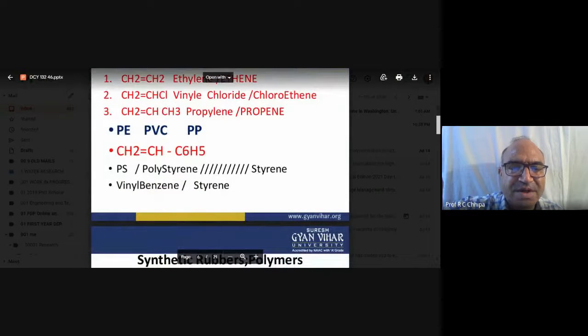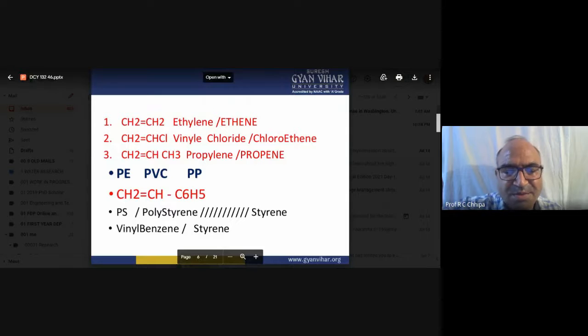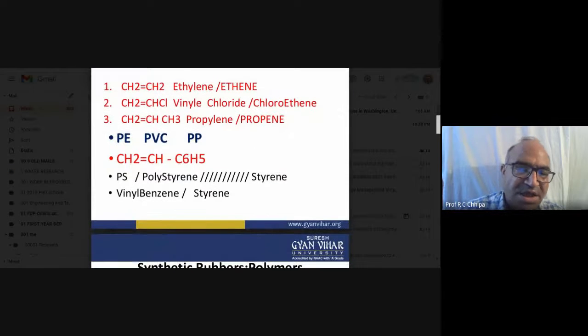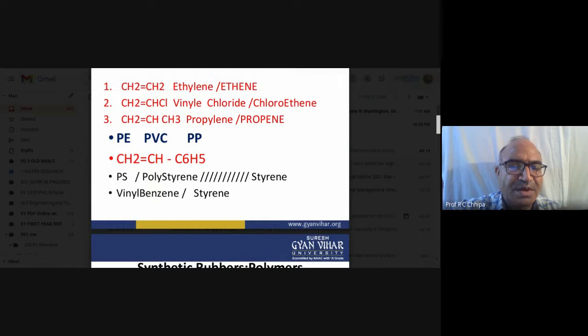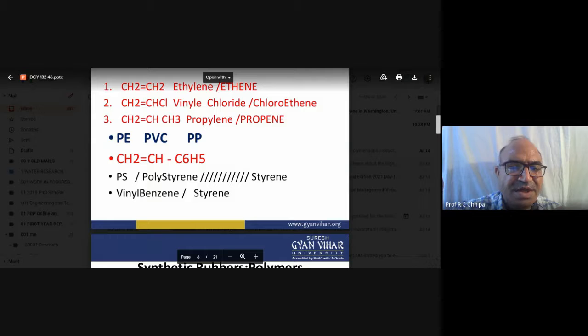Here another one is the polystyrene. So what about the styrene? Here CH2 double bond CH and C6H5, the benzene ring, where carbon 6, hydrogen 6. So one hydrogen is substituted by the vinyl group. So the structure itself is CH2 double bond CH and C6H5. So that is the styrene.